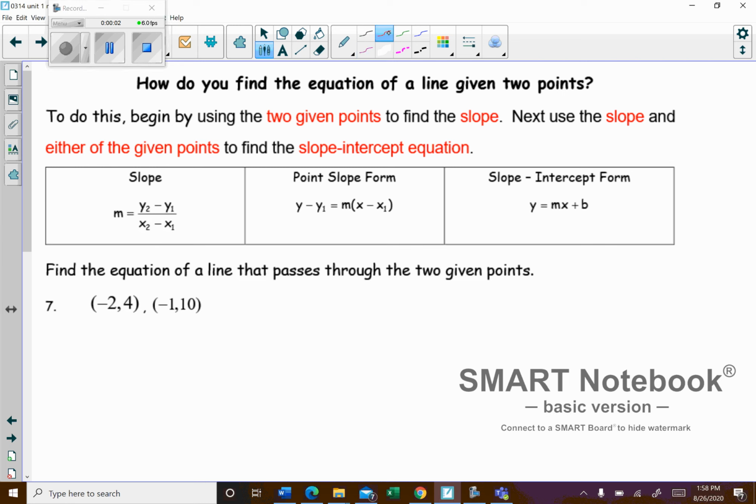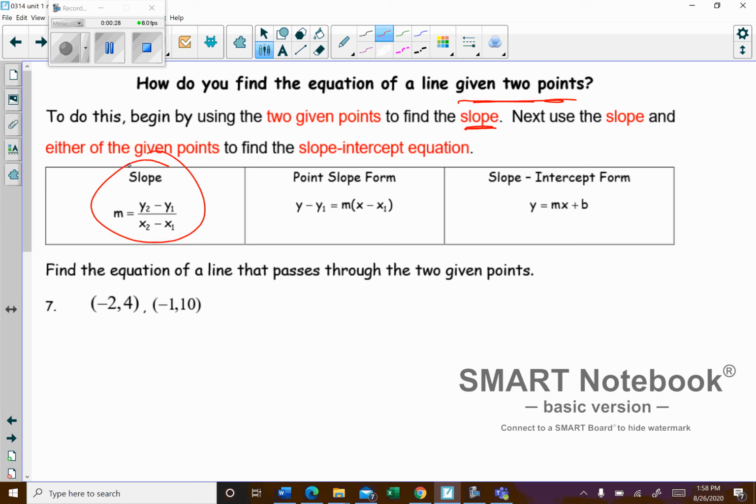All right, so now we're going to do 1.5 part 2. And so now we're going to look at how do you find the equation of a line if you're given 2 points. And so we looked earlier at 1 point with the given slope. So if you're not given the slope, it's not that big of a deal as long as you have 2 points, because what we can do is begin by using the two given points to find the slope. So we're going to have to use our slope formula in order to find the slope.